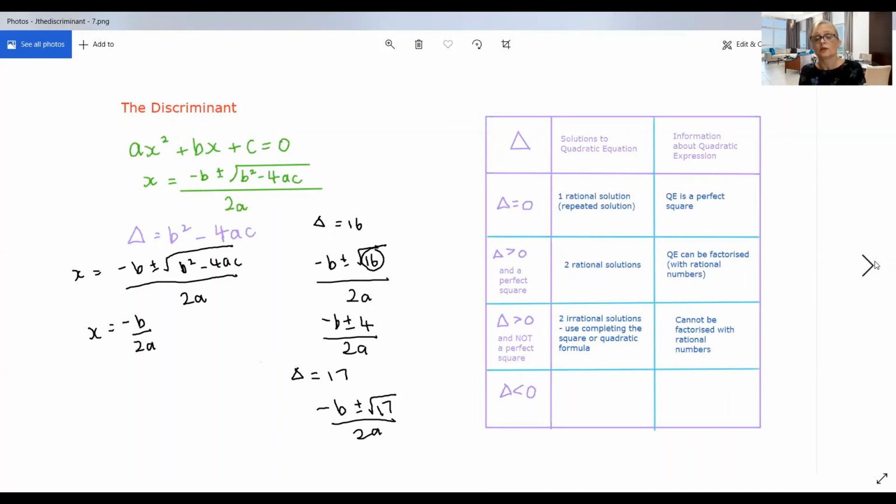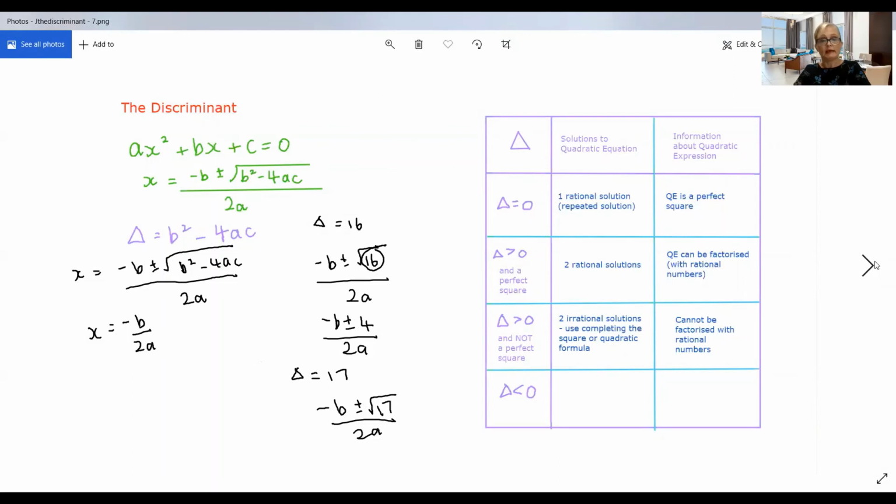All right? So if you ever are unsure, as I said before, if you're trying to factorise a quadratic and you're having a bit of trouble, work out the discriminant, work out b squared minus 4ac. And if that's a perfect square, keep trying a little bit longer because you probably will get there. If it's not a perfect square, it's not going to work. You're not going to be able to factorise it.